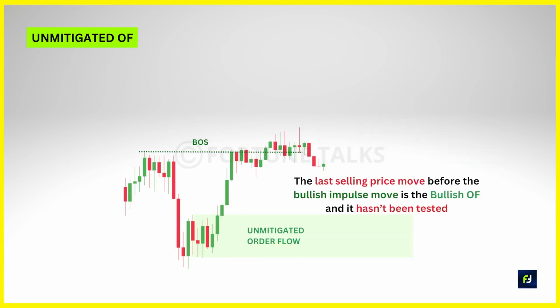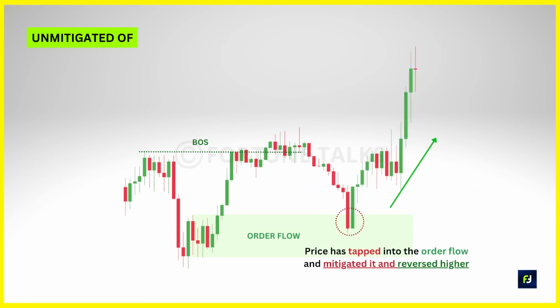In this first case, the market is in a bullish trend. So during the corrective move, the price forms lower lows and lower highs. Our order flow will be the last selling move before the buy. Once we have marked the order flow, we can observe that the price has not tested or mitigated this bullish order flow. It also means that the price could come back to this order flow later to mitigate it. So this is an unmitigated order flow.